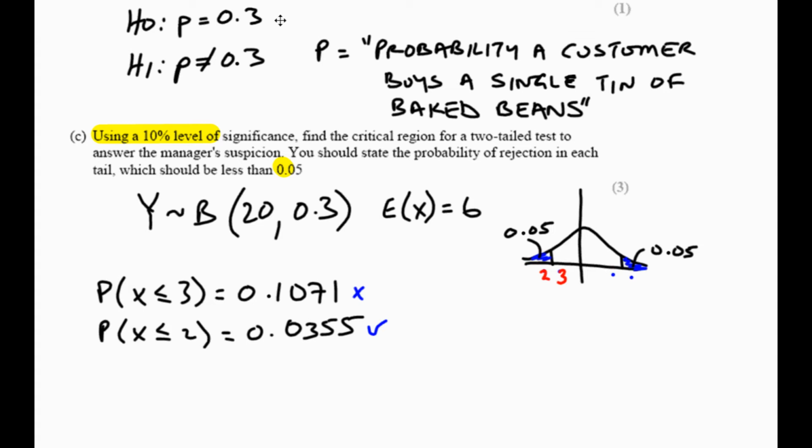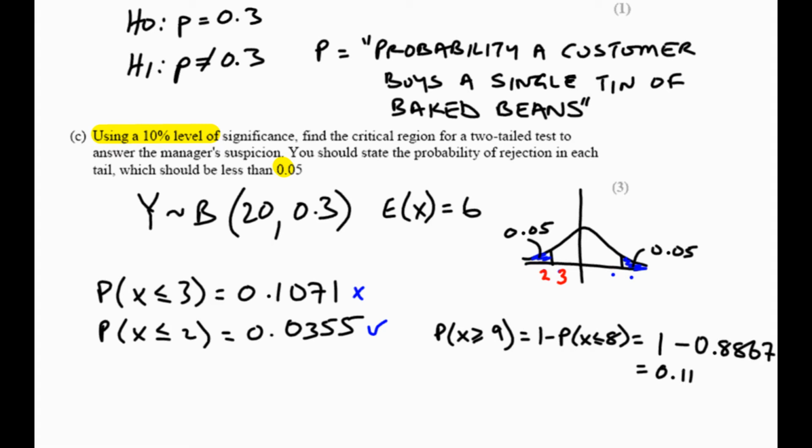Probability is less than or equal to 3 is greater than 0.05. Okay, let's do a similar thing, but for the top end now. So the probability, choosing a smart value and looking at the tables, try and track down something close to 0.95. So the probability it was greater than or equal to 9 is 1 minus the probability that it's less than or equal to 8, which is 1 minus 0.8867, which turns out to be 0.1133. Okay, so that's greater than the 0.05.